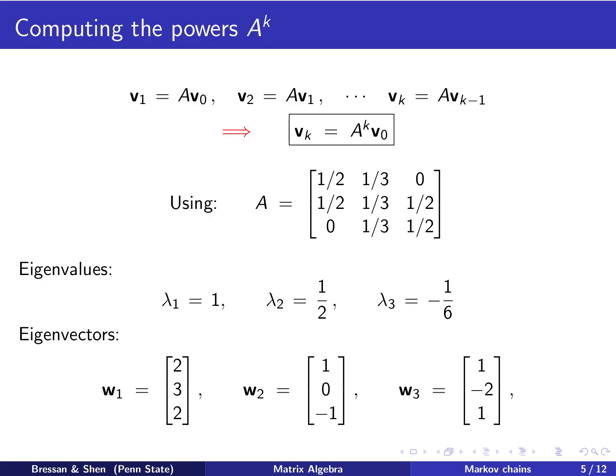And then in order to find an expression for A to the power k, we need to compute the eigenvalues and the eigenvectors. So this we know how to do. Let's say we carry out the calculation for the eigenvalues of A, and we find 3 eigenvalues. Lambda 1 is 1, lambda 2 is 1/2, and lambda 3 is negative 1/6. And then we carry out again the calculation for the corresponding eigenvectors, and we find 3 of them. W1 corresponds to lambda 1, W2 corresponds to lambda 2, and W3 to lambda 3.